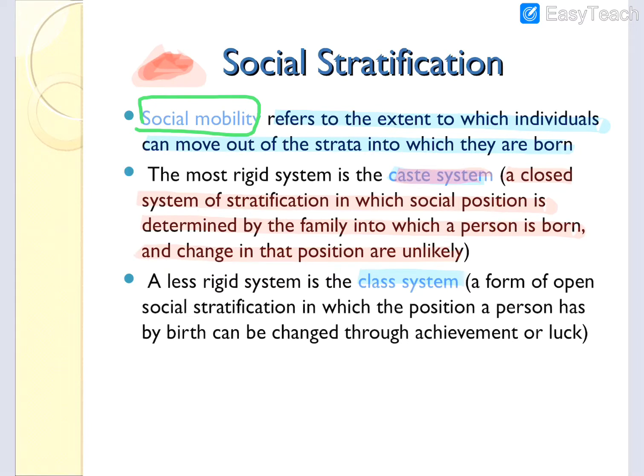Then we have the class system. A less rigid system is the class system, a form of open social stratification in which the position a person has by birth can be changed through achievement or luck. So it means individuals born into a class, for example at the bottom of the hierarchy, can work hard and go way up. Conversely, if you are an individual born into the class at the top of the hierarchy, you can slip down if you do not stay.